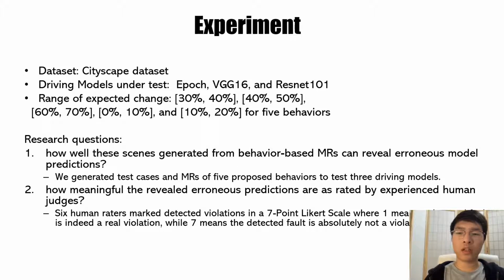We generated test cases and MRs of 5 proposed behaviors to test 3 driving models. BMT then found violations of MRs for 3 driving models. The second research question is how meaningful the revealed erroneous predictions are, as rated by experienced human judges. For this question, we provided detected violations in research question 1 to 6 human raters. They then rated each violation on a 7-point Likert scale, where 1 means a detected fault is indeed a real violation, and 7 means the detected fault is absolutely not a violation.